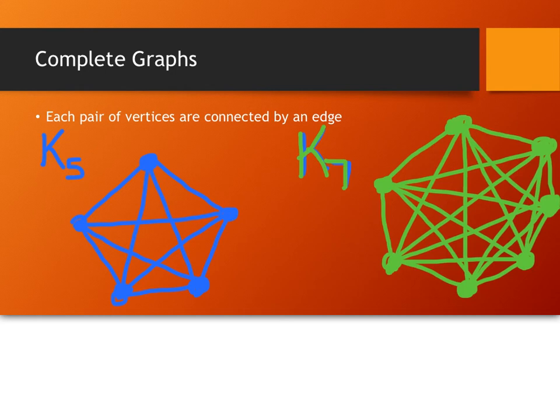Again, this one you could count by making sure there's 6. 1, 2, 3, 4, 5, 6. 1, 2, 3, 4, 5, 6. 1, 2, 3, 4, 5, 6. 1, 2, 3, 4, 5. Oh, I missed something. 1, 2, 3, 4, 5, 6. Good. And I think I have 6 in from every single vertex.